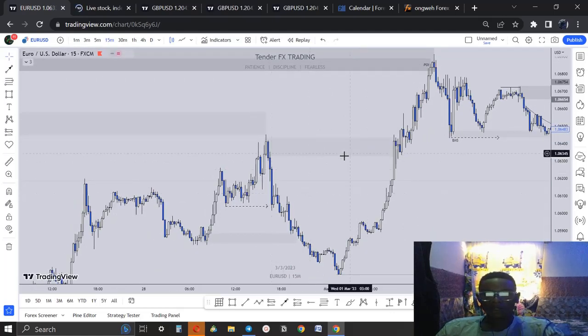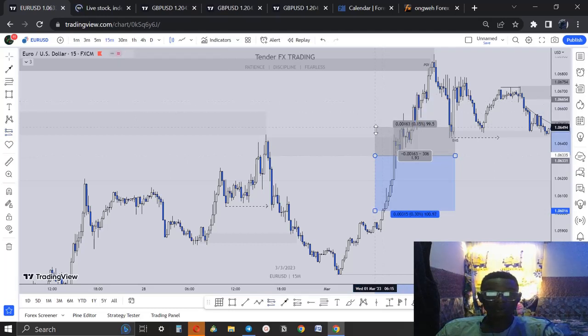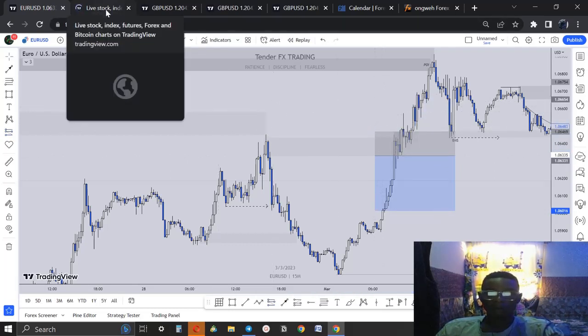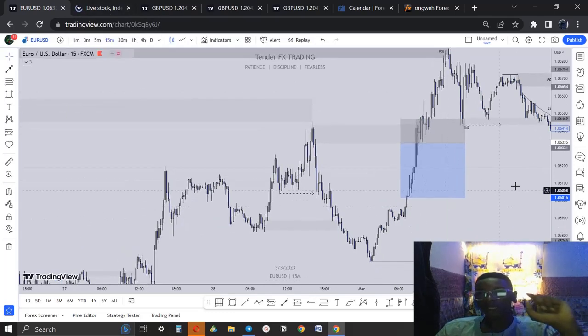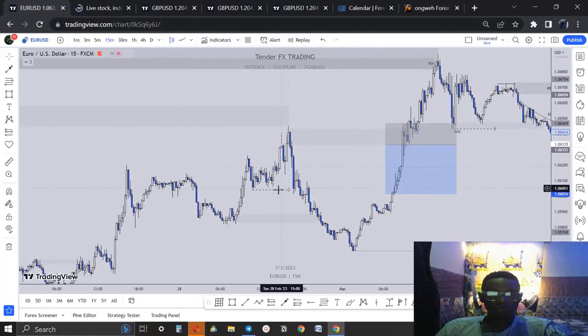So I took a minus 1 on this one right here. My entry was here. I shared this idea with you guys on the YouTube also, because those are the only two pairs that I personally look out for in my market review. For my market review, I only look at EUR/USD and GBP/USD. The other pairs I keep personal for myself and my team.